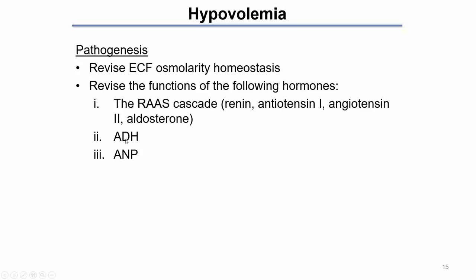So increased ADH secretion occurs in cases of hypovolemia, where you have a decreased ECF fluid and you have an increased osmolarity as a result. So it's osmoreceptors that get triggered. So please go through that a couple of slides ago.